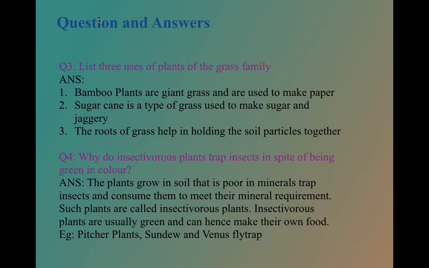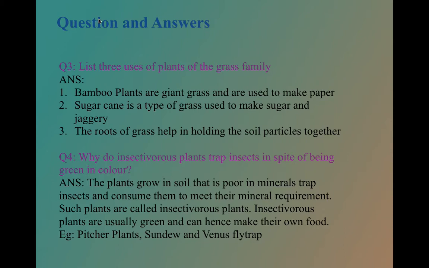Coming to the third question, list three uses of plants of the grass family. The first point, bamboo plants are giant grass and are used to make paper. The second point, sugarcane is a type of grass used to make sugar and jaggery. Third point, the roots of grass help in holding the soil particles together.